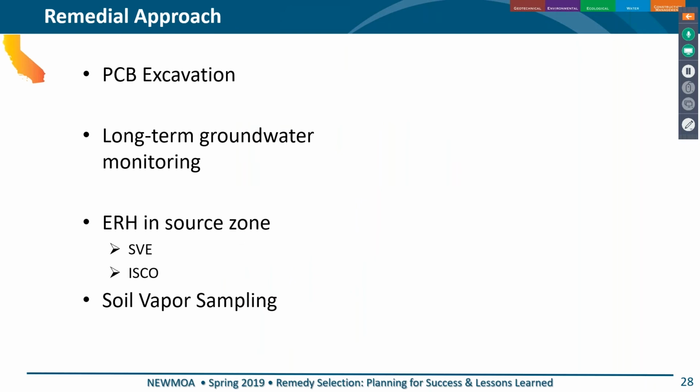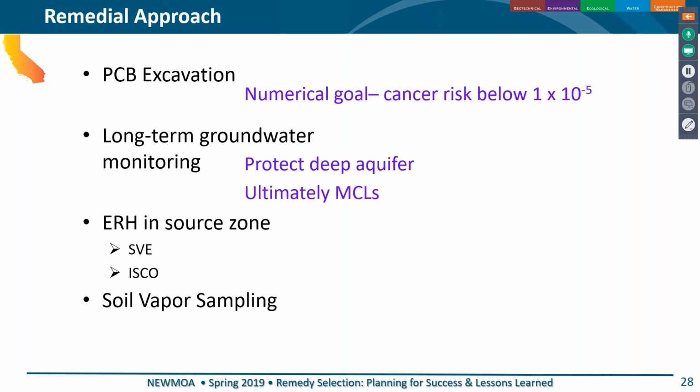And so here we have our list of remedial strategies, which is kind of a lot of remedial strategies for a 1 acre parcel. And they each had their own remedial goal. The PCB excavation was a numerical goal, so basically back calculated allowable concentration to get us there. The monitoring had a lofty goal of protecting the deeper aquifer and ultimately reaching MCLs, because in this area, all groundwater is a potential drinking water source, even if it's brackish. Yeah, I guess that's optimistic of them.